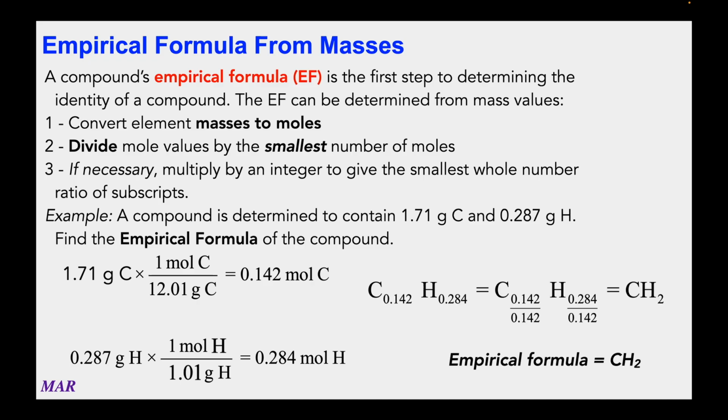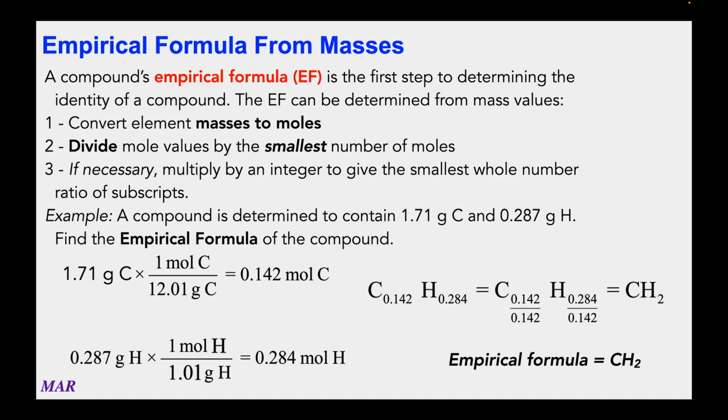So we'll take those 0.142 and the 0.284, and we'll divide by the smaller number, and 0.142 is smaller than 0.284, so we'll divide both of the moles by 0.142. C comes out to be 1 then, 0.142 divided by 0.142 is 1, and 0.284 divided by 0.142 in your calculator is a 2 to 1 ratio. So that means we have 1 carbon, 2 hydrogens. Our empirical formula here, CH2.